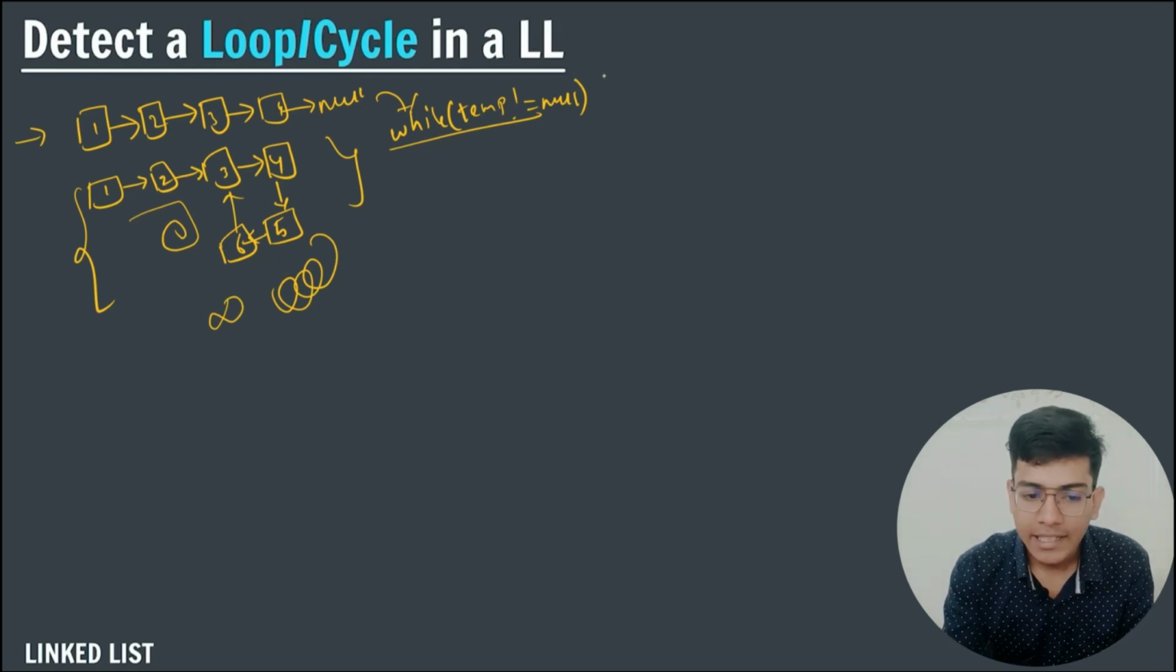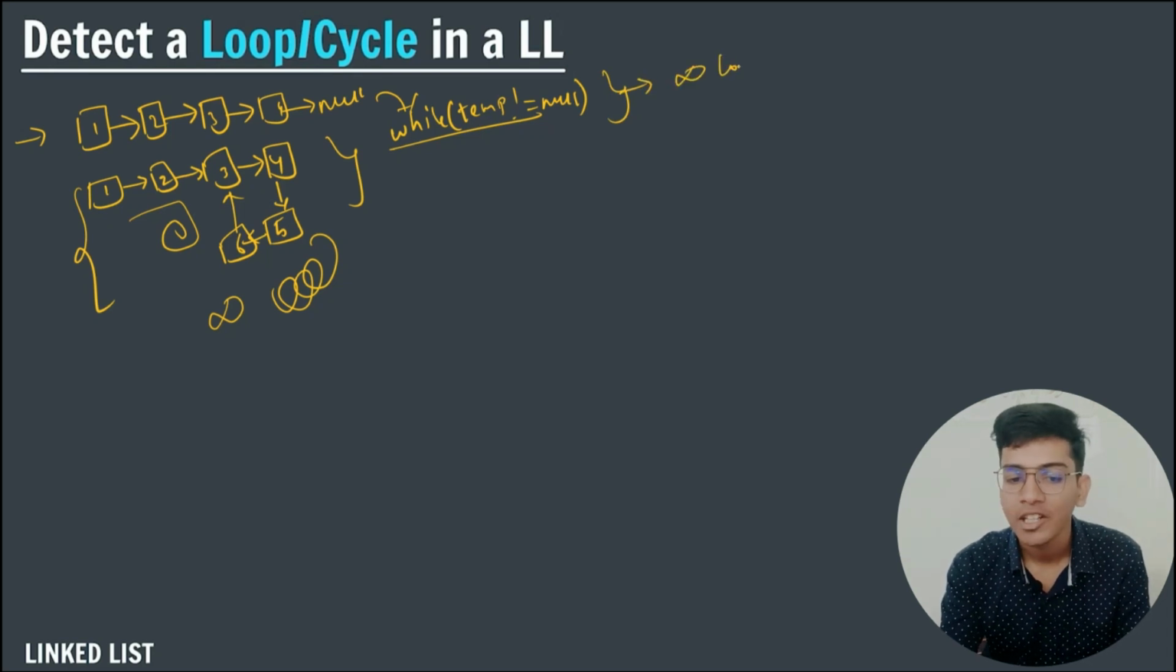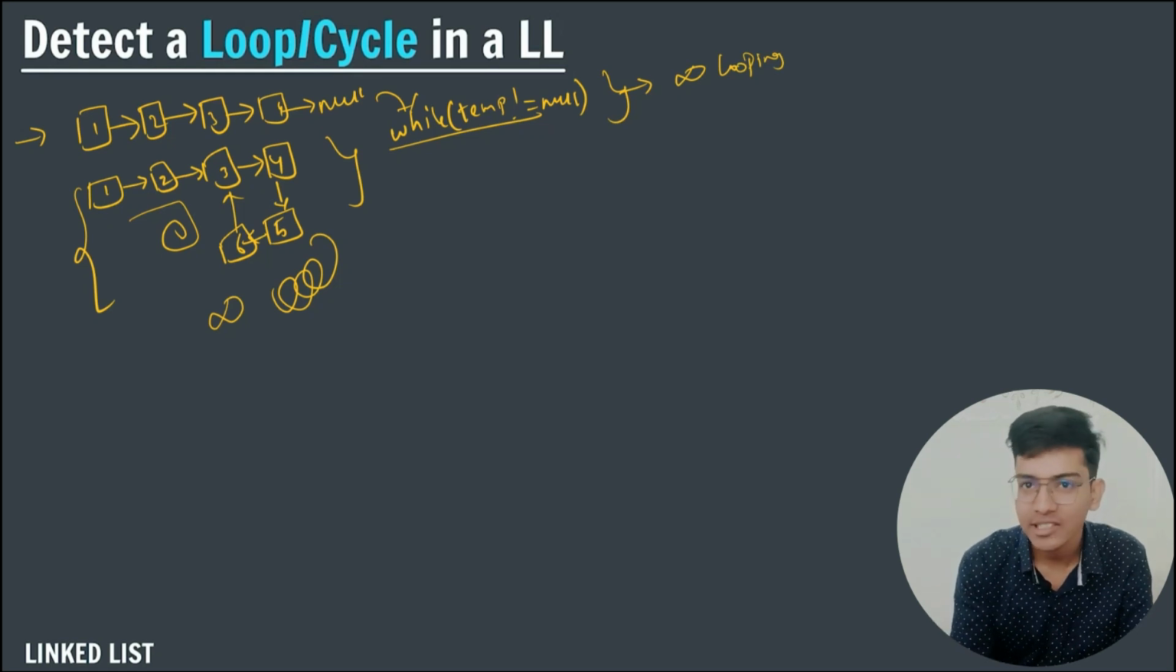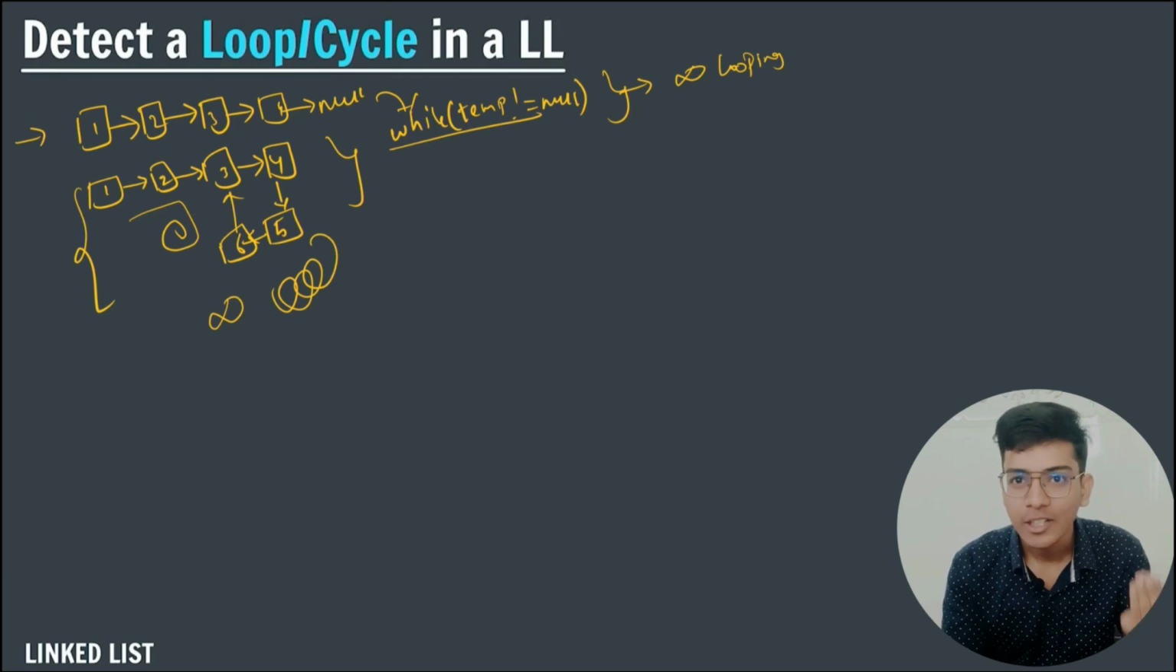So to avoid this problem, the problem is infinite looping. When I traverse my linked list, or when I perform some operations on my linked list based on the value of null, there will be no null in my linked list. That will cause a problem in my linked list.